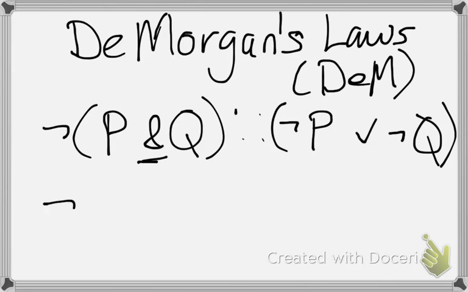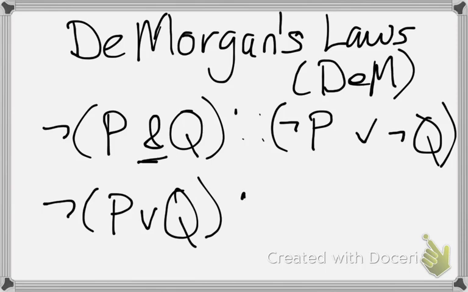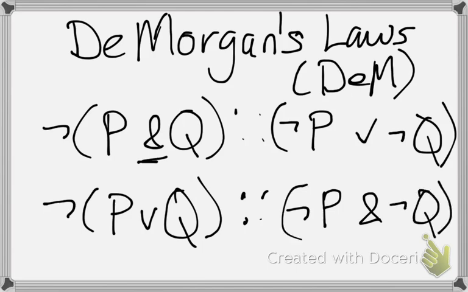Likewise, you can go from the statement, it's false that P or Q, and you can push that negation in and get not P and not Q. And of course, you can go the other direction too. So if you have not P and not Q, I think of it as like pulling the negation out. And then when you do that, the and switches to or. Or if you have not P or not Q, and you pull the negation out, then the or switches to and.